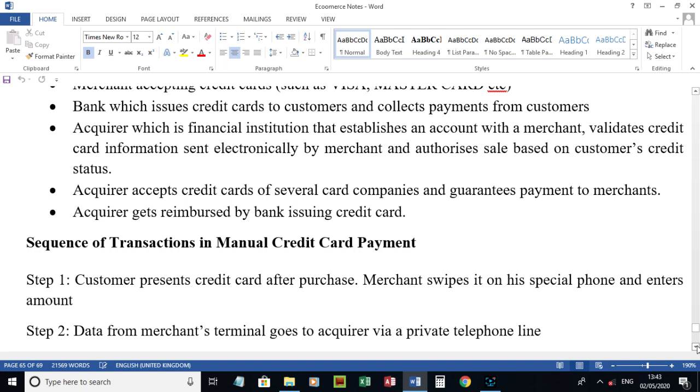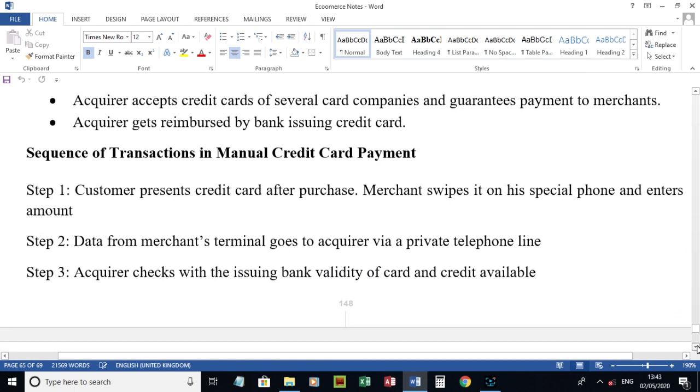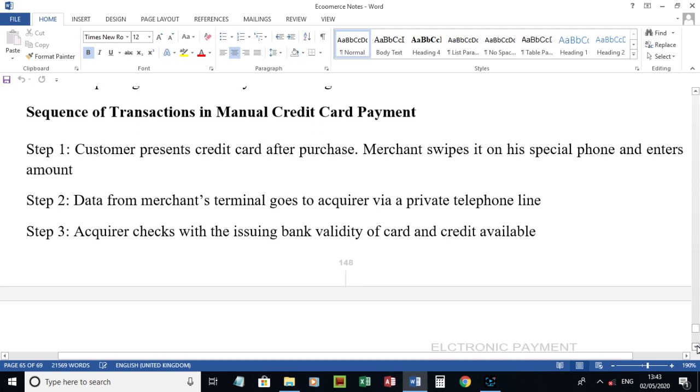All right, so let's look at the sequence of transactions in a manual credit card. The customer presents the credit card after purchase. The merchant swipes it. Remember, the merchant swipes the card. Go and try your hands on cuckoo trading, where with a contract they say 10 cities, then 20 cities, and you are paying by your credit card.